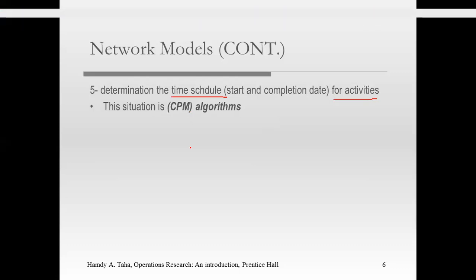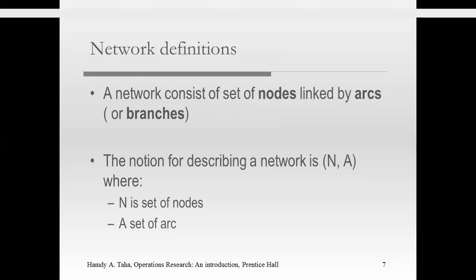So the critical path method algorithm will help us to determine which activities are critical, so that we can pay more attention to those critical activities to make sure there is no delay and no lateness. Okay, now let us discuss the network definition.